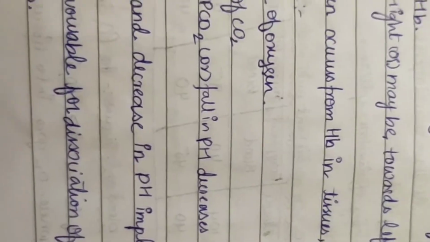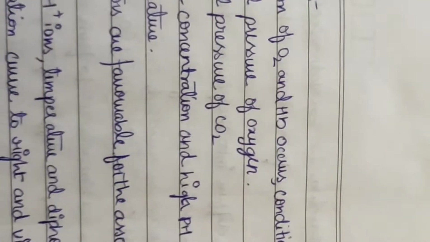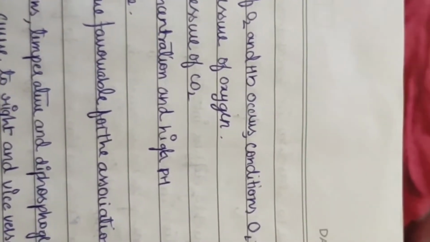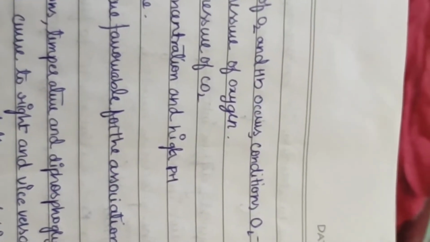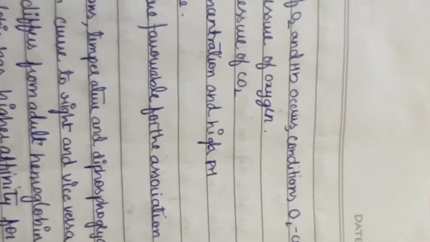Now, shift towards left. Here, association of O2 and Hb occurs. The conditions for the O2 curve shifting towards left are high partial pressure of oxygen, low partial pressure of CO2, less H plus ion concentration and high pH, and low temperature. All these factors are favorable for the association of O2 and Hb, which occurs in alveoli.